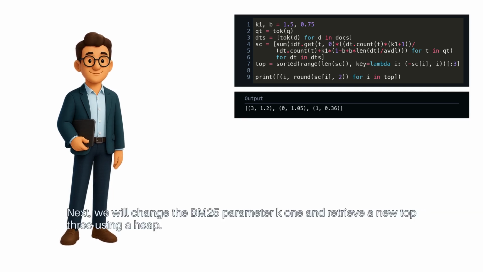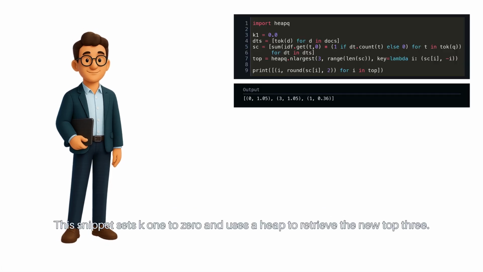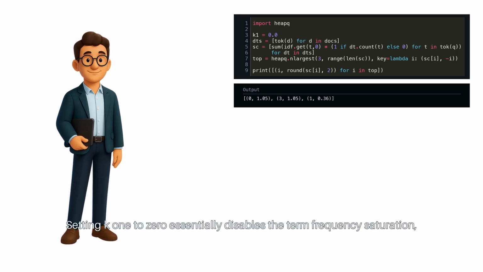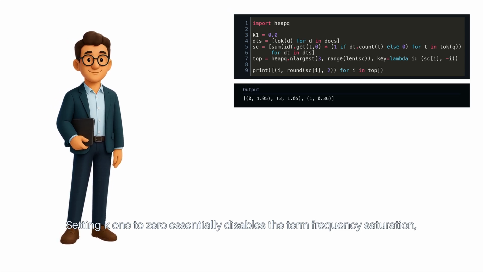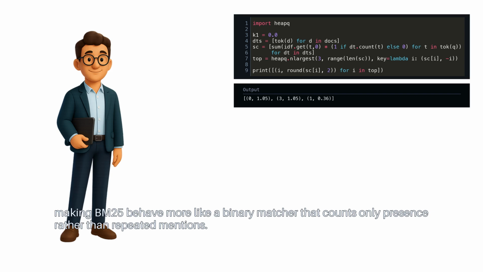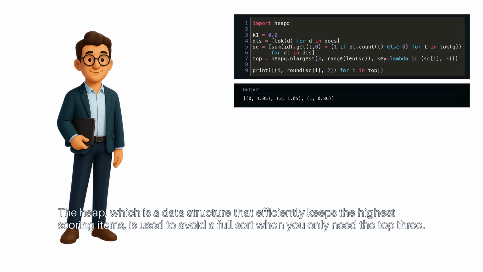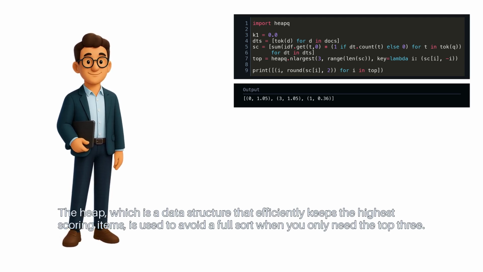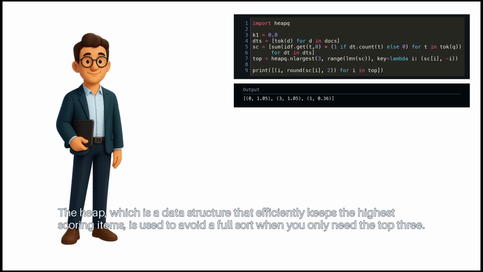Next, we will change the BM25 parameter K1 and retrieve a new top 3 using a heap. This snippet sets K1 to 0 and uses a heap to retrieve the new top 3. Setting K1 to 0 essentially disables the term frequency saturation, making BM25 behave more like a binary matcher that counts only presence rather than repeated mentions. The heap, which is a data structure that efficiently keeps the highest scoring items, is used to avoid a full sort when you only need the top 3.